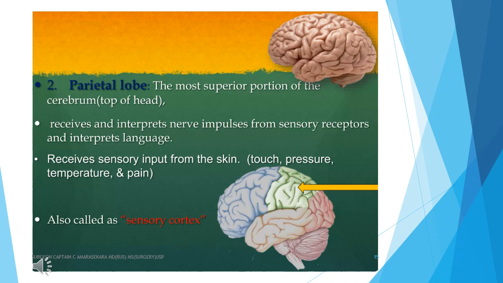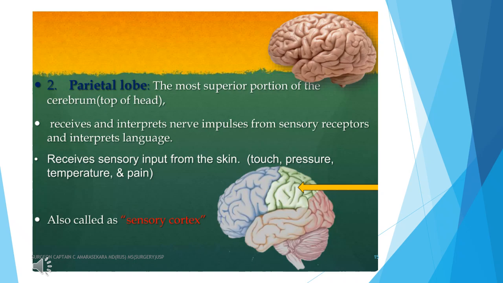It's responsible for receiving and interpreting tactile input such as touch, pressure, temperature, and pain, then integrating spatial orientation, proprioception, and body awareness, processing language comprehension in the dominant hemisphere, especially the angular and supramarginal gyri.